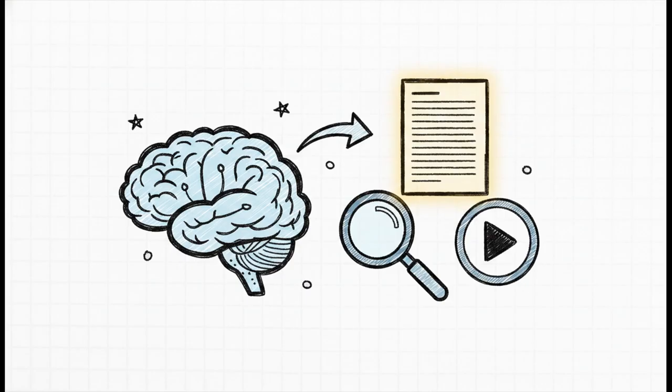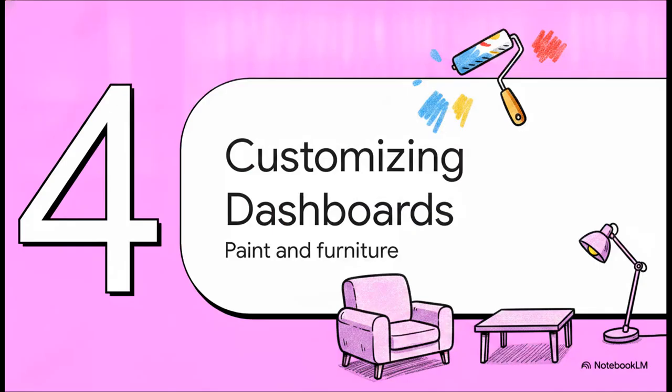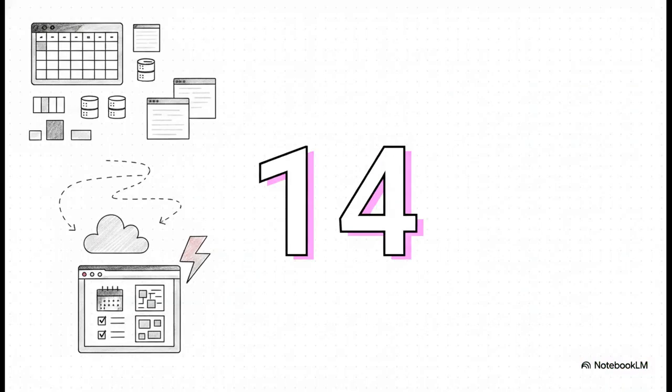You just review that prompt, tweak it, or add anything you want, and once it looks good, you just hit Build App and Dashboard. Step 4, customizing your new dashboard. Time for the paint and furniture. So the app magically builds itself, and now you get to be the interior designer.